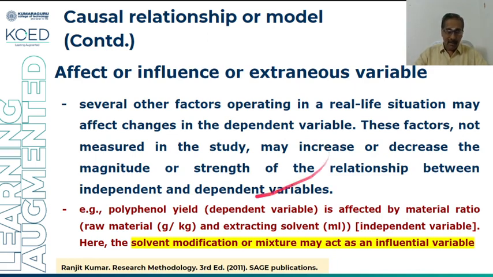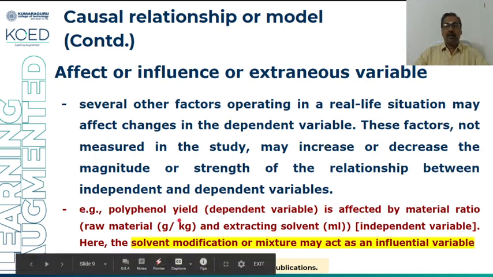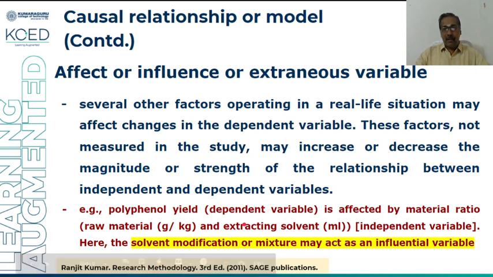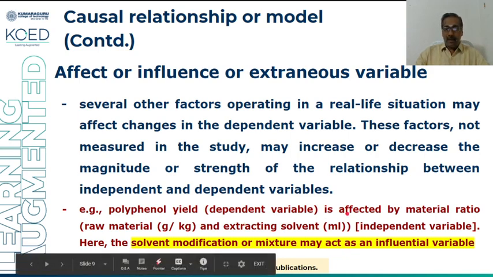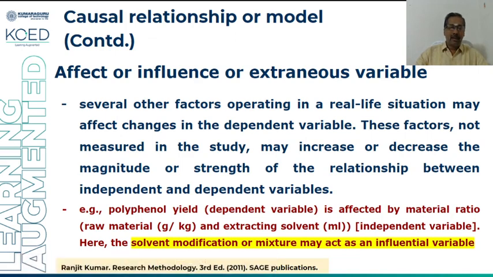How to understand? For example, yield of polyphenol is the response, or it is the dependent variable you have set in an experiment. See, it is affected by the material ratio. So you took material ratio as an independent variable. What is material ratio? Material ratio is nothing but raw material which is dissolved in an extracting solvent.